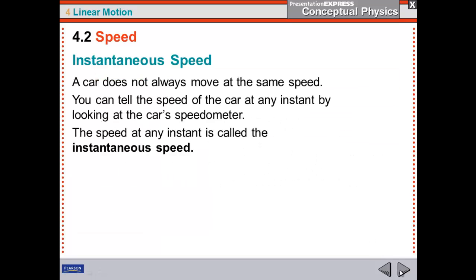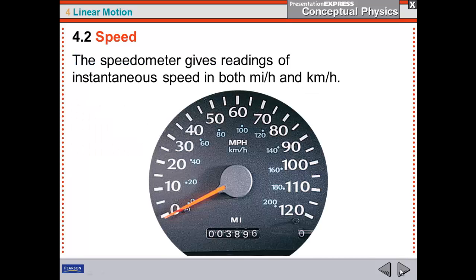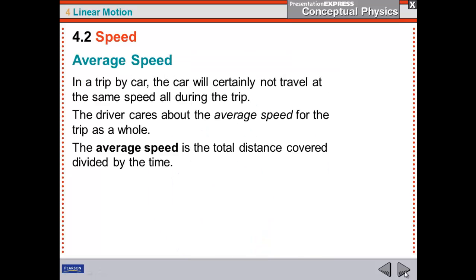Instantaneous speed. All right, so cars don't always travel at the same speed. So in your car, you have a thing called a speedometer, and that measures the instantaneous speed. And you've also got this thing down the bottom here, which is called an odometer, which works out how far you travel. So the average speed is really the distance that you travel over the time it takes, and that's what we generally work out.